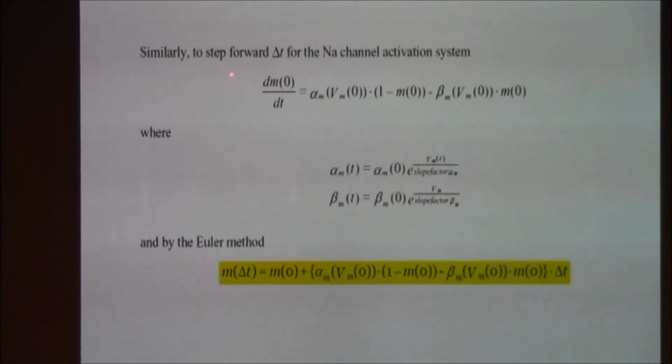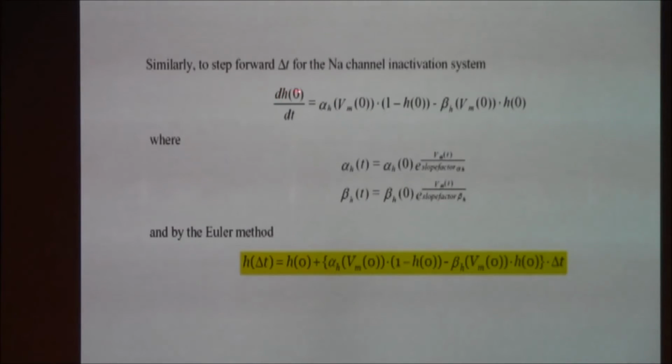How about for the m gate? Same thing, dm/dt at 0, this little first order module, this instantaneous function of voltage, exponential. And we could march into the future: m0 plus dm/dt at time 0, which is this, times delta t. Okay. How about the h gate for inactivation? Well, this is from one of the previous lectures. Instantaneous function of voltage. To march ahead in the future, h at delta t is h0 plus dh/dt times delta t. But dh/dt, oh, we already had it. So we could march into the future.